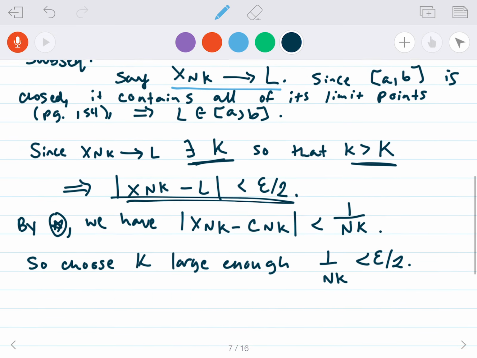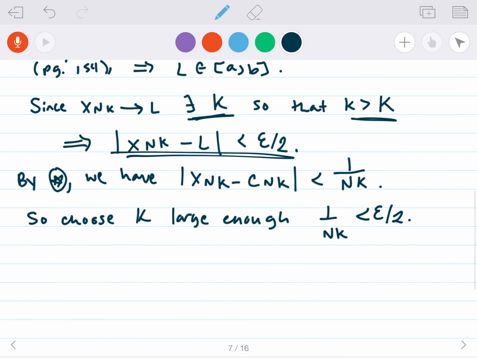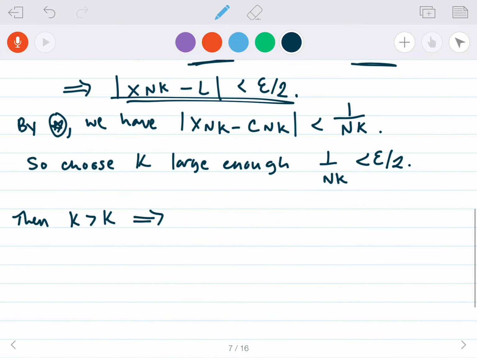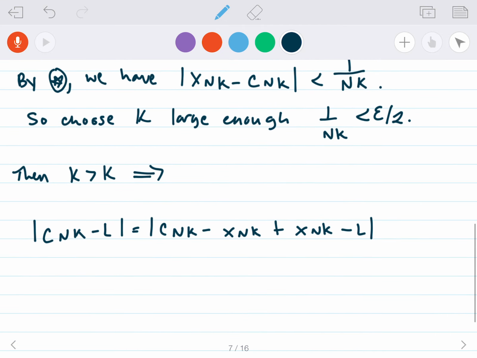No problem. Okay, and here comes the trick. Then k bigger than capital K is going to imply the following. Well, we can rewrite c sub nk minus L in a sneaky way. This is c sub nk minus x sub nk plus x sub nk minus L. And by the triangle inequality, this is less than or equal to the absolute value of c sub nk minus x sub nk plus the absolute value of x sub nk minus L.